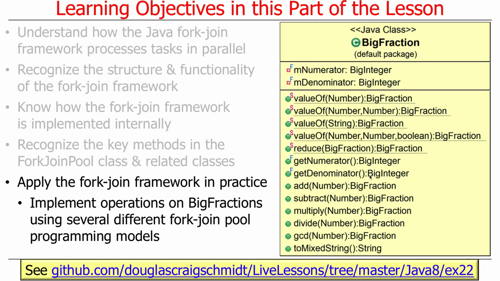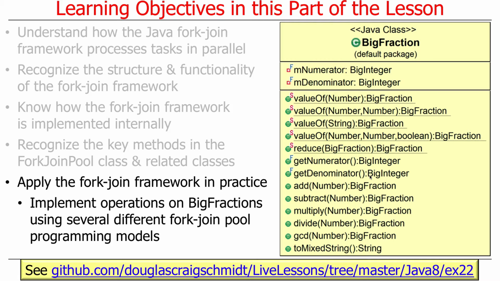And we'll use a couple of different fork join pool programming models, so you get a chance to see how they work in different ways. The code that we'll be looking at is all here in the EX22 folder. So if you're curious and want to know more about how this works, please feel free to take a look at that example.